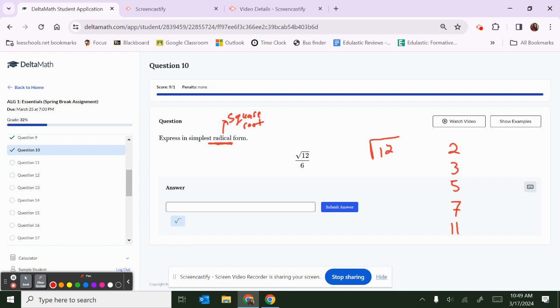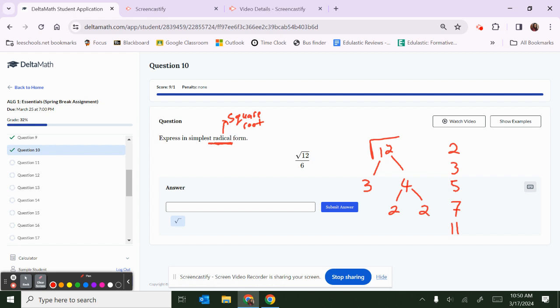For 12, you ask yourself, can I divide 12 by any of these prime numbers? Can I divide by 11? No. 7? No. 5? No. 3? Yes. When I divide 12 by 3, I have a quotient of 4. You put that on the right side. Now I'm going to try to divide that. Can I divide 4 by 3? No. By 2? Yes. And I have 2, which cannot be simplified anymore. So we have prime factorized this.